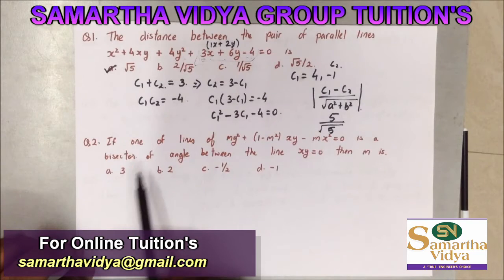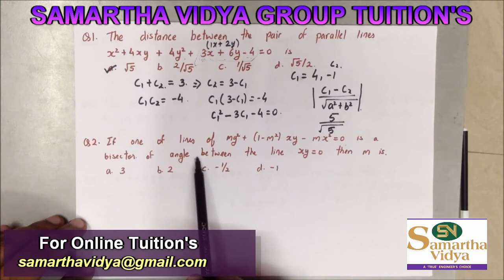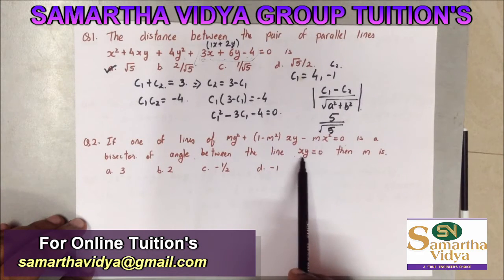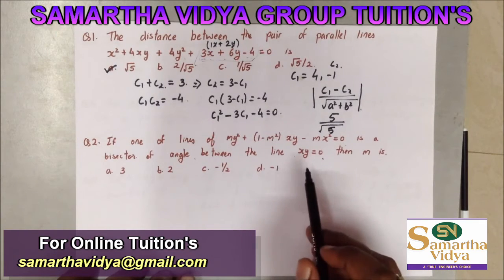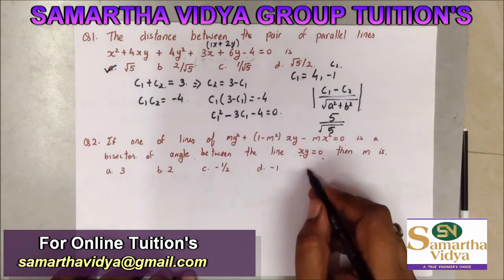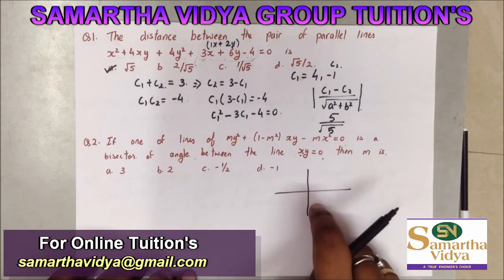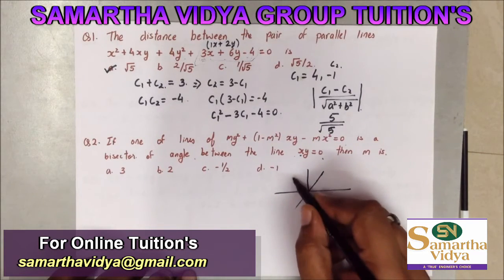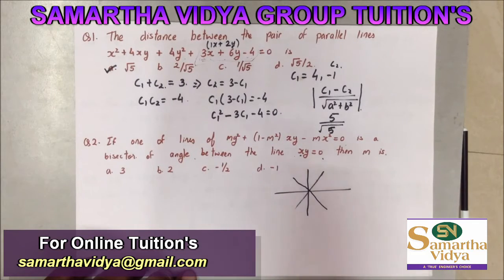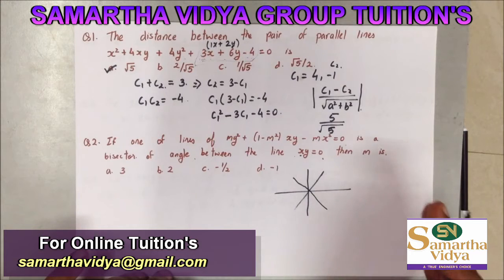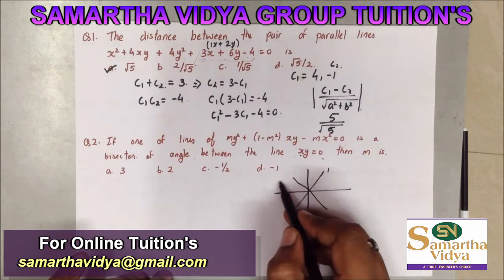So let's go for the next one. If one of the lines of this equation is a bisector of the angle between the lines xy is equal to 0, then what is the value of m? From the question itself, you can understand that xy is equal to 0 means it's nothing but your x-axis and the y-axis. And since this equation is the angle bisector of these, it's going to be these two pair of equations. Now if I want these two to be my angle bisectors, what I need is the slope of these lines to be 1 for this equation and minus 1 for this.